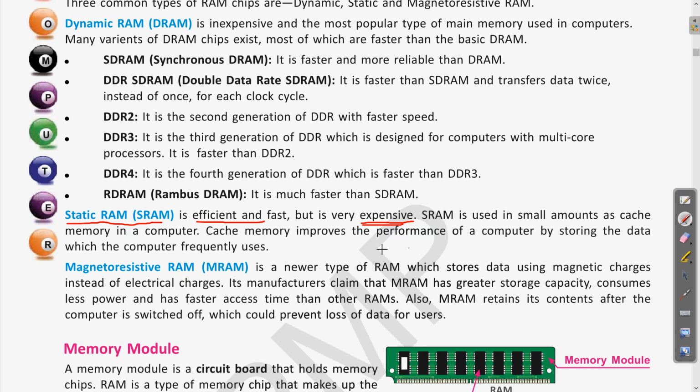So this cache memory actually improves the speed, or you can say the performance of the computer is enhanced. Clear? So as you can see here also, cache memory improves the performance of the computer by storing the data which the computer frequently uses. Clear? So inside the computer we have the RAM as well as the cache memory. Clear? So for making this cache memory, we are using the static RAM.